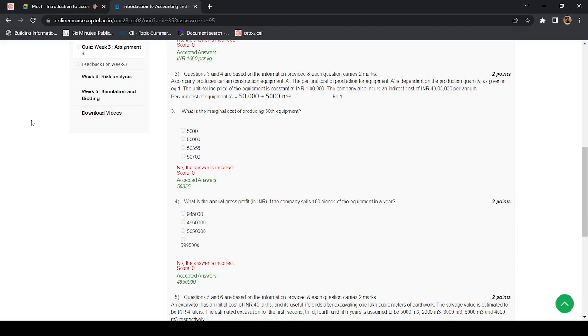Similarly, in the second, what is the gross profit if the company sells 100 pieces of the equipment in a year? So for 100, you just have to put the value of n is equal to 100 and calculate total cost till then. I mean, that is a straightforward question like this only.